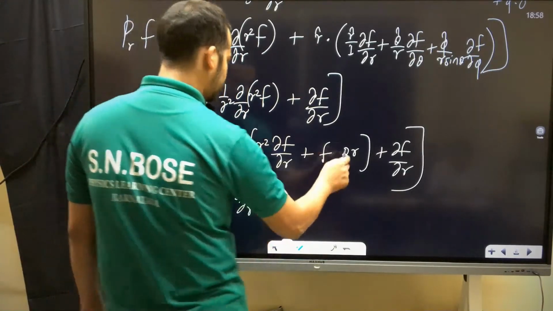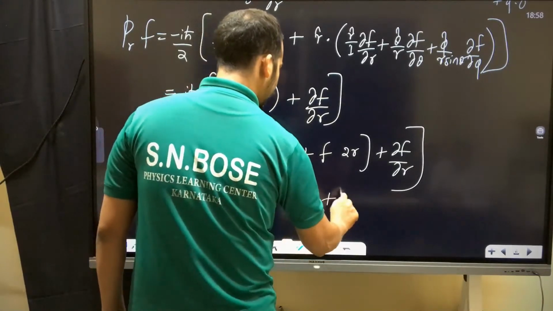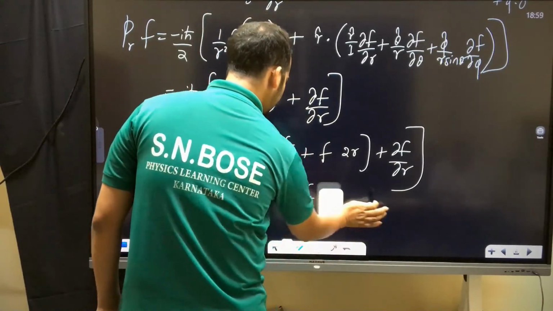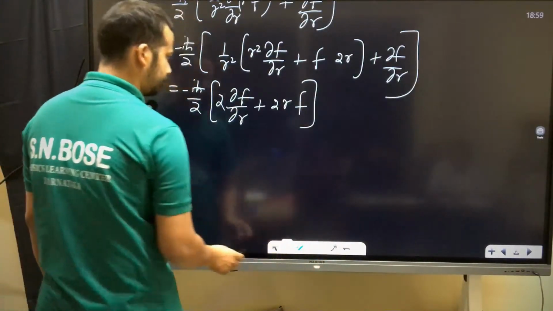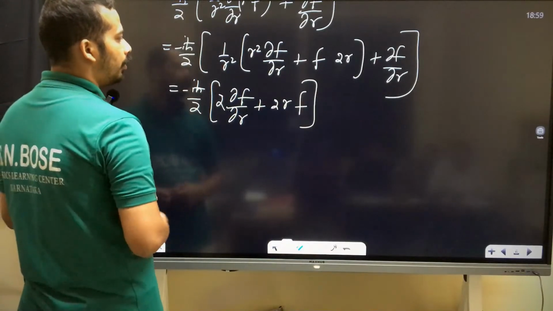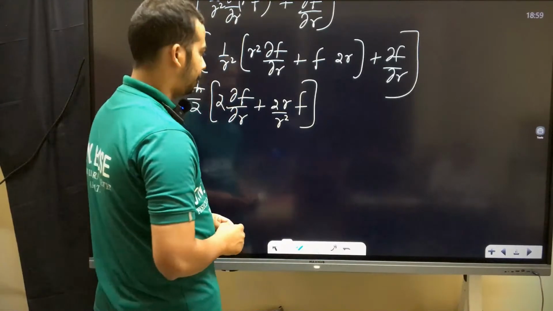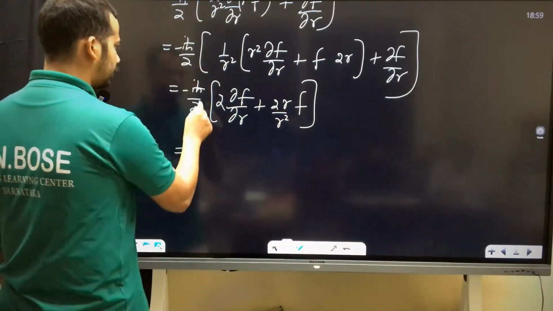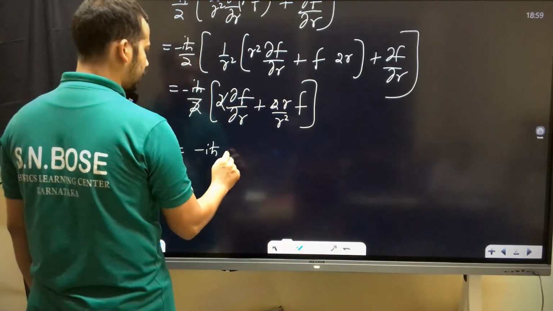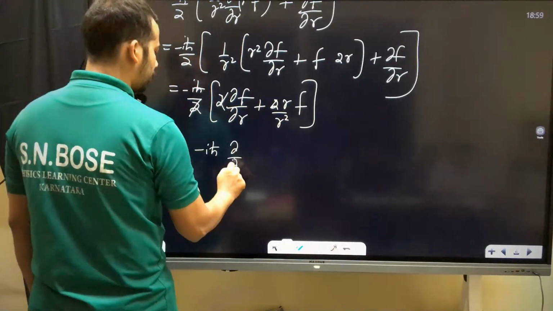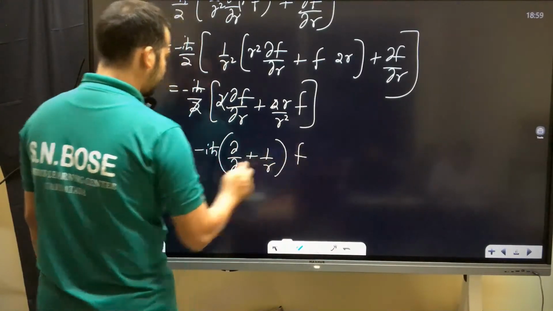Plus 2r into f, am I right? Plus ∂f/∂r. Can I write 2 times? I think this is right. So 1 by r squared will get multiplied to that also. Here it will be multiplied to this one, am I right? By r squared. Then I think this 2 got cancelled. Minus iħ, can I write like this? ∂/∂r plus 1 by r, operating on f.